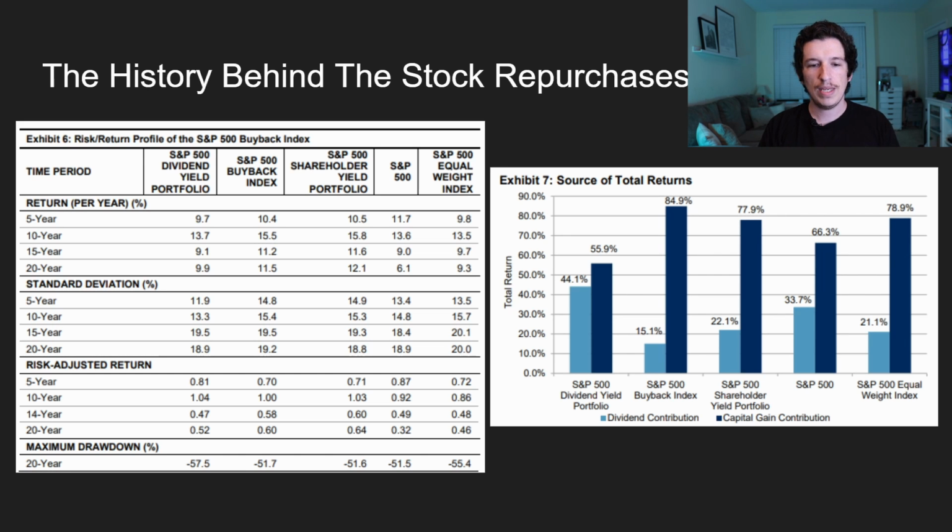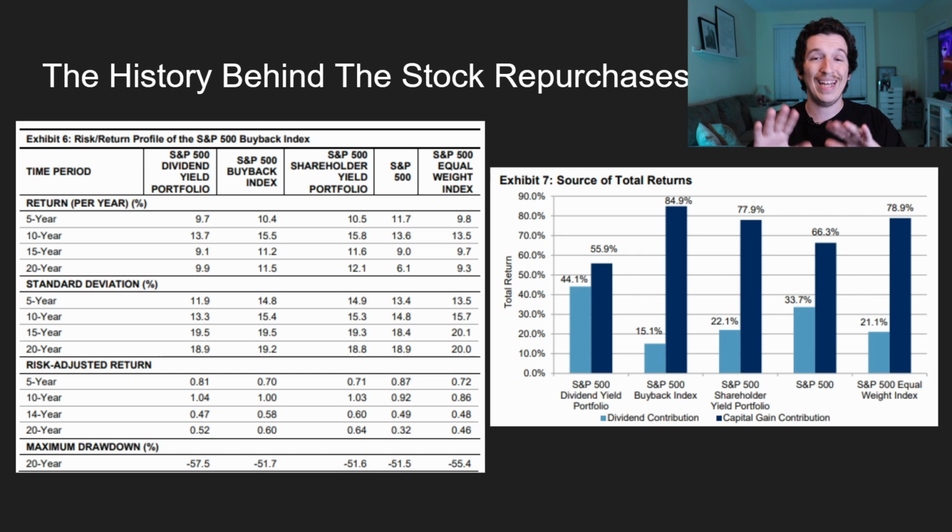Now, it's interesting to me that the buyback index did the best on a total return basis, but I guess it kind of makes sense. If you think about it, the companies that are going to repurchase more shares probably have a higher free cash flow to begin with. And so you're going to end up having higher yields on your money as you keep going, or really higher capital gains rather.